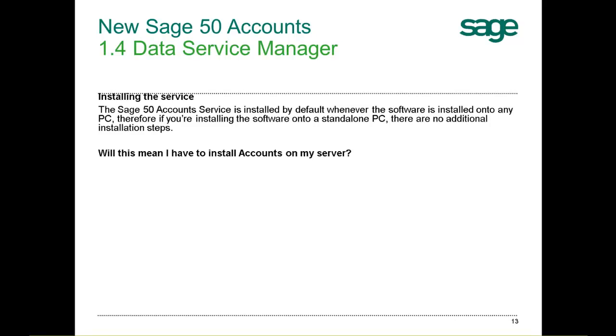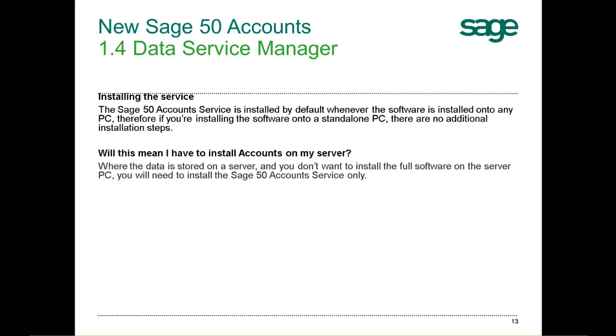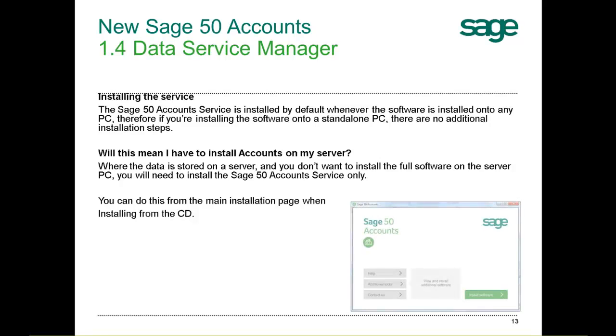Now, where the data is stored on a server and you don't want to install the full software on the server PC, you will then need to go through the Sage 50 Accounts Service only install. You can download that from the website, or you can select it as part of the install from the CD. Now, the installer is the client server setup.exe file, which is normally held in the install folder.